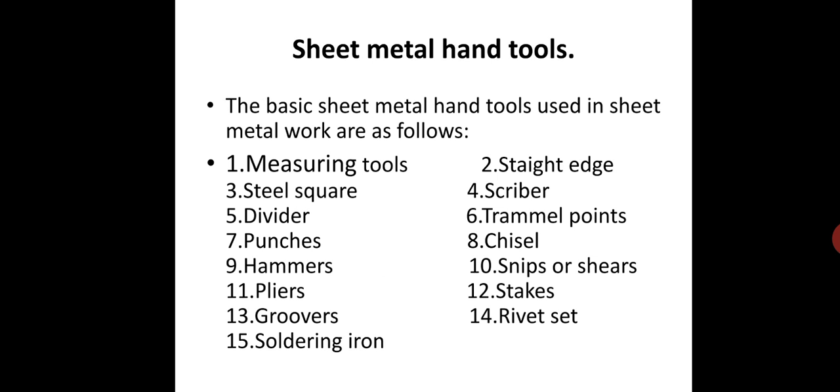And the sheet metal hand tools. The sheet metal work is performed by using hand tools: measuring tool, straight edge, steel square, scriber, divider, trammel point, punches, chisel, hammer, shears, pliers, stakes, growers, rivet sets and soldering iron.